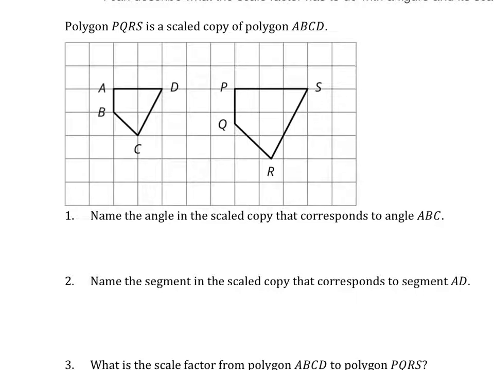So if I look at that angle here, angle ABC would be right here. So I'm looking at this angle. If I go to the scaled copy, the part that matches up with that is going to be this angle right here. So my answer is angle PQR.